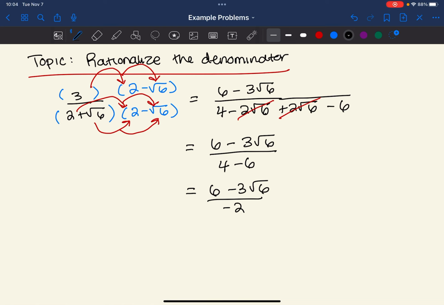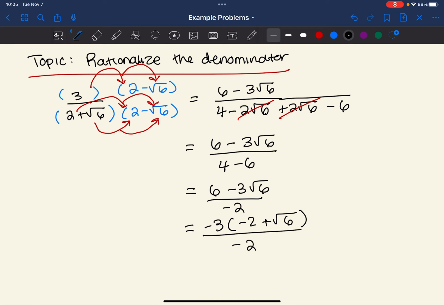And we can check to see if we can take out a GCF from the numerator to see if that will cancel with the denominator. So for the numerator, we have a 6 and we have a negative 3. Okay. So we could take out a, let's see, we could take out a negative 3, and we would be left with negative 2 plus the square root of 6 all over negative 2.